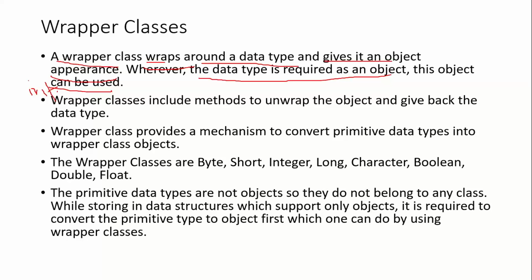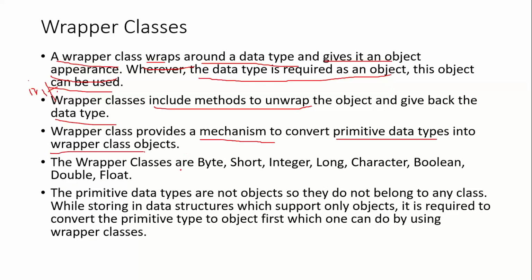They also have methods to unwrap the object and give back the data. So the reverse can also be done. We can unwrap the object, I mean, we can remove the cover and give it back as the data type. So a wrapper class provides a mechanism to convert primitive data types into wrapper class objects.